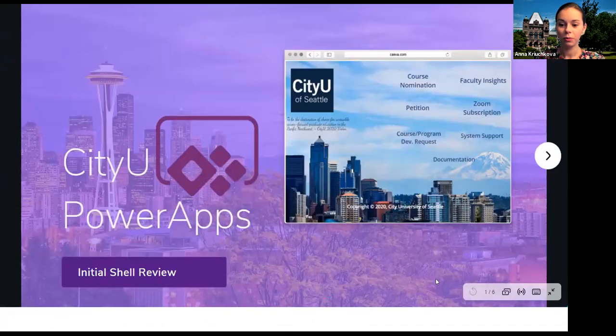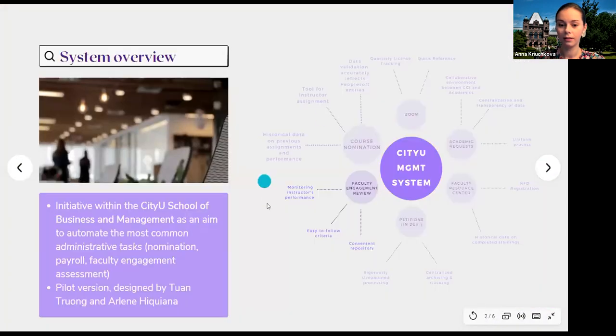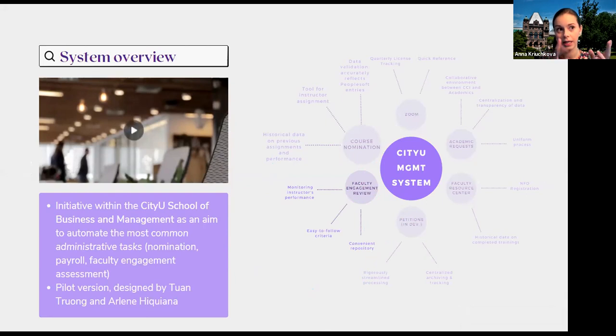So moving forward with this session and a subsequent session next week, we will be focusing on this portion of the Power Apps system, which is a faculty engagement review. And it consists of several important parts for documenting instructors' performance. So it's an initial shell review form, which we'll be talking about today.